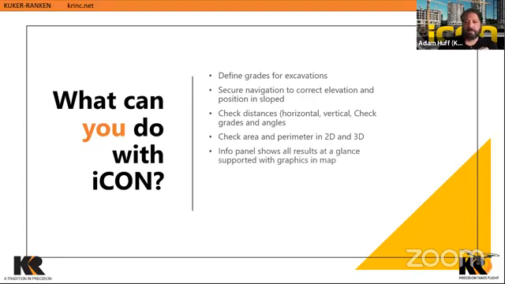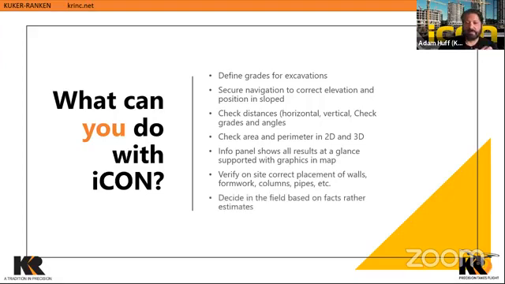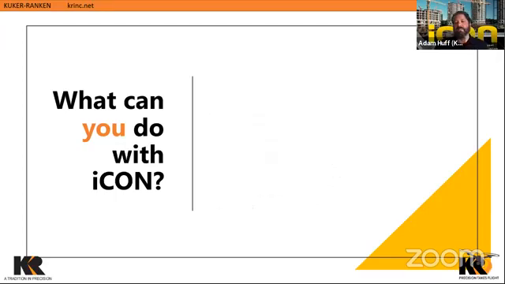Info shows a resultant at a glance and supports it with graphics and a map. Verify on-site correct placement of walls, formwork, columns, pipes, and decide in the field based on facts rather than estimates. So you're able to know exactly where things sit. You import your blueprints and you can see exactly where things need to go, where to have things aligned.